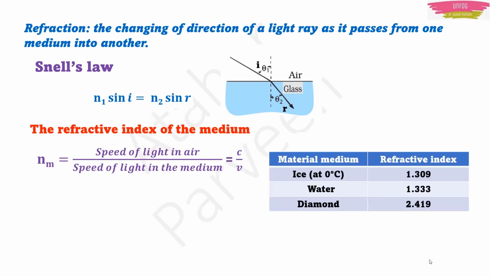Now, it is better to remember three values of refractive indices. First is of ice, then water and diamond. At 0 degrees Celsius, ice has a refractive index of 1.3, water has 1.33, and diamond has 2.419. With this table, you can infer that ice has the lowest refractive index and diamond has the highest refractive index. All this can be asked.